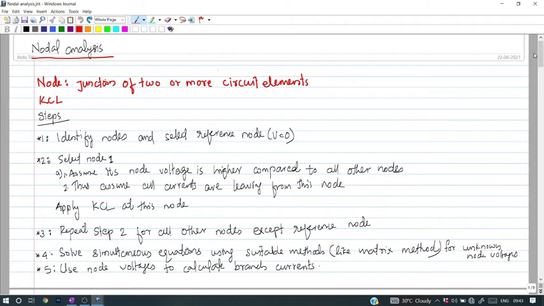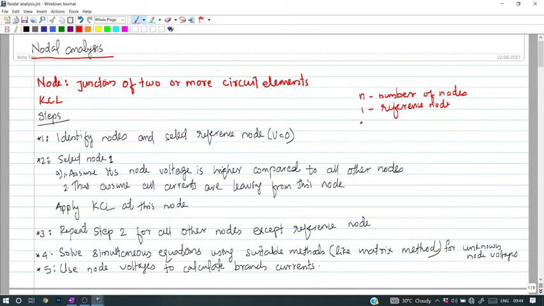Now let's see the steps to be followed in order to solve a given electrical network using nodal analysis. The first and most important point is identification of nodes. Then we need to choose one reference node. Usually its voltage is taken as 0. Reference node voltage is taken as 0. Suppose we have n nodes, where n is the number of nodes. Then one node is to be taken as the reference node.